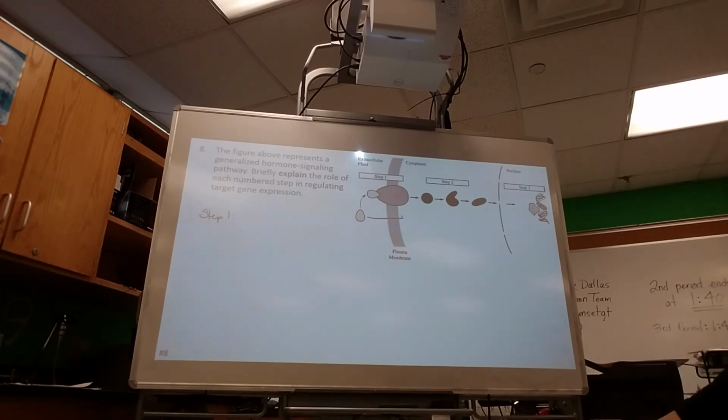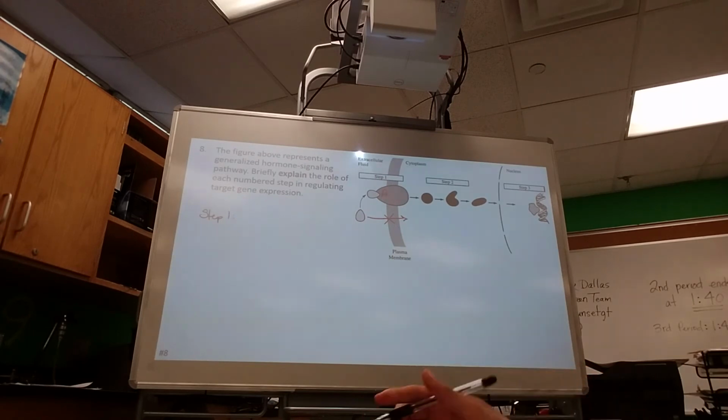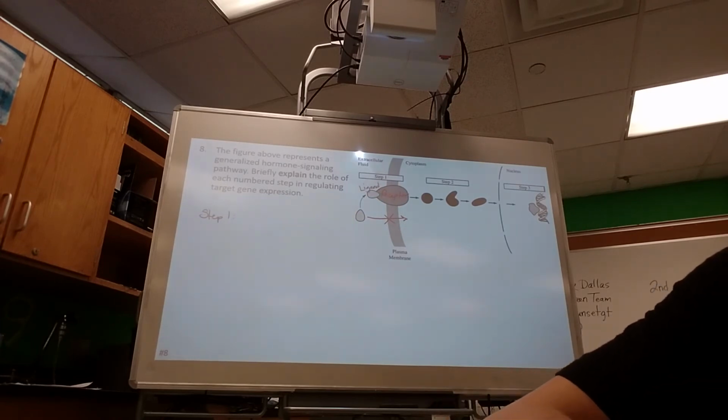Yes. So this thing is moving straight through? No, it's not trying to. It's interacting with something in the plasma membrane. What do we call this thing in the plasma membrane? A receptor. It receives information. This guy is a ligand.